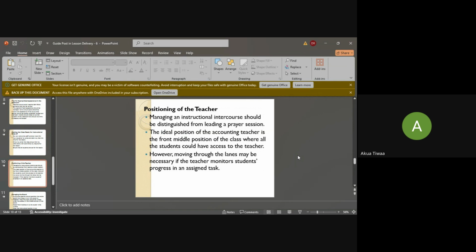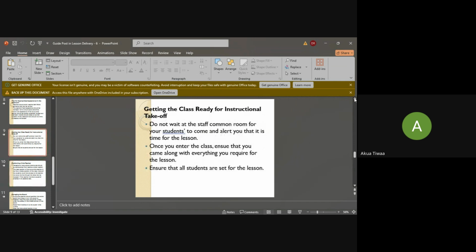What about the positioning of the teacher? No, we didn't do that. Okay, quickly, let's look at the positioning of the teacher. So in the classroom, let me ask you, how do you think the teacher should be in the classroom? Now you are the class teacher. You are the one going to teach. So where should your position be? Where should you be to teach the learners?